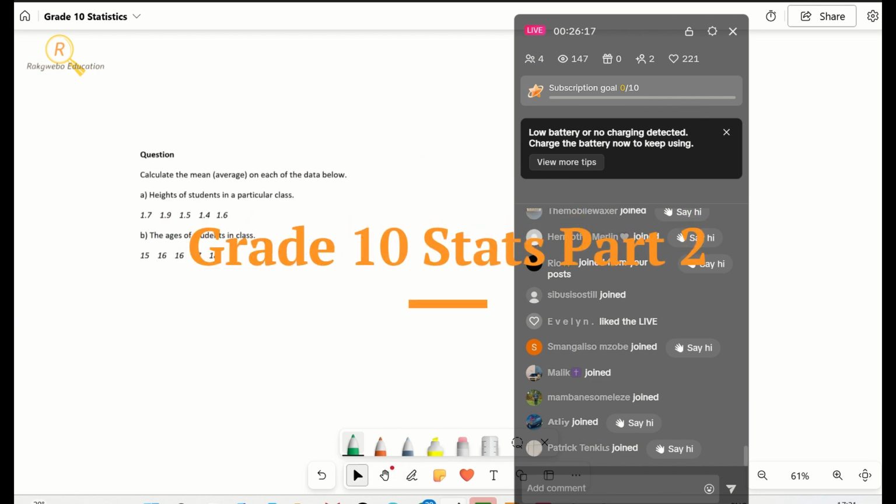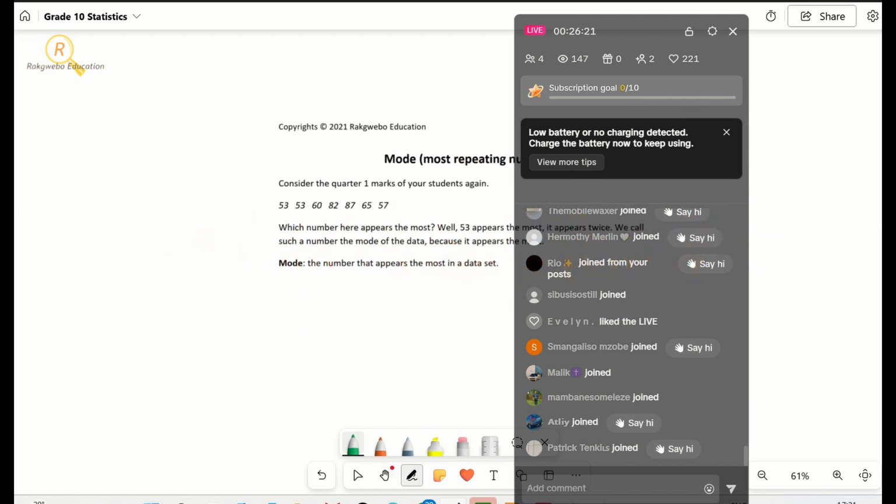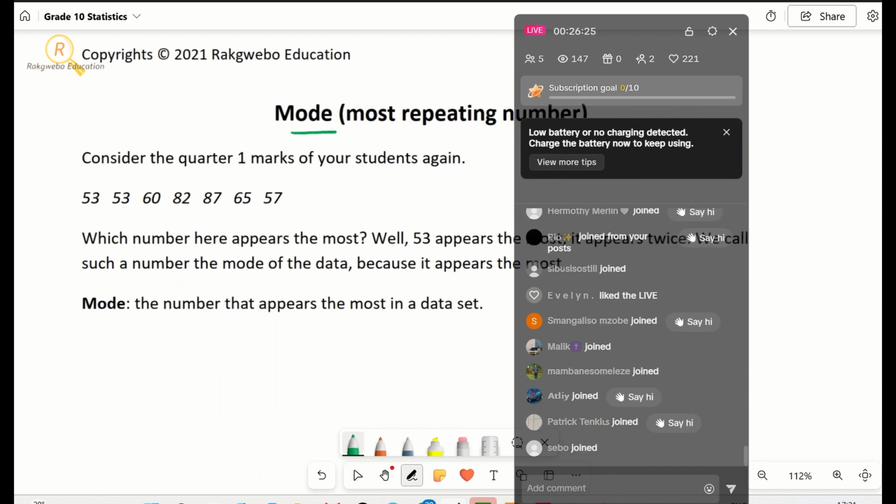The next thing we're going to look at is what we call a mode. What is a mode? A mode of a data set is the number that appears the most. A number which appears the most is what we call the mode.